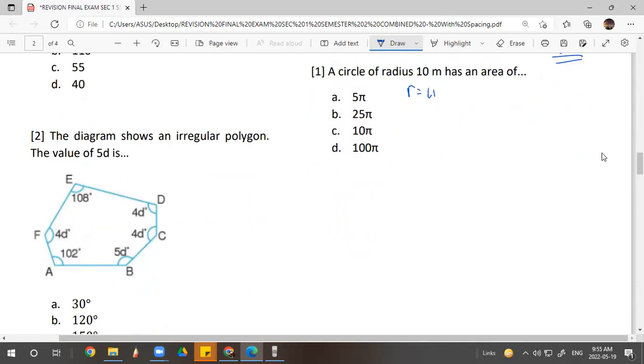The radius is 10, and the area of a circle is pi r squared. The options are giving you the value in terms of pi, so just leave pi unchanged, times 10 squared.